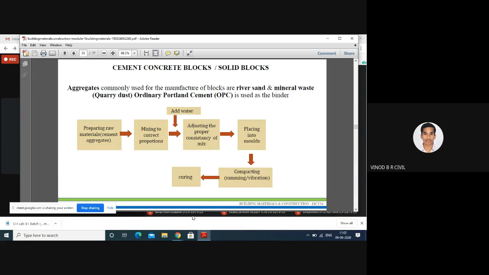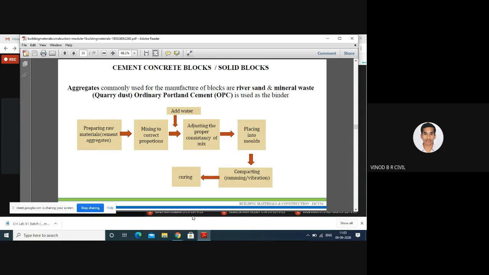And next one is they add the water. The water cement proportion should be good as per IS 456 2000, that is the code book. Usually they refer to IS 456 2000 to calculate the water cement ratio. Based on this code book, we can calculate what percentage of water is required, whether it is 0.4, 0.5, 0.6 of cement, like that. Based on the calculation, we have to add the water to the mix proportion. And adjust the proper consistency of the mix, meaning the mix should be uniform and homogeneous.